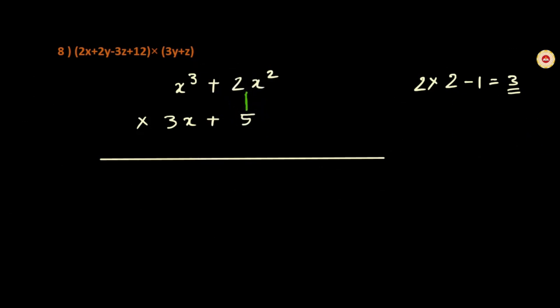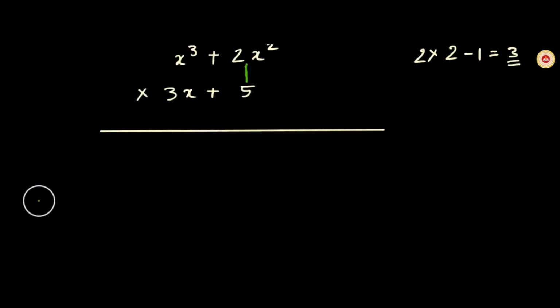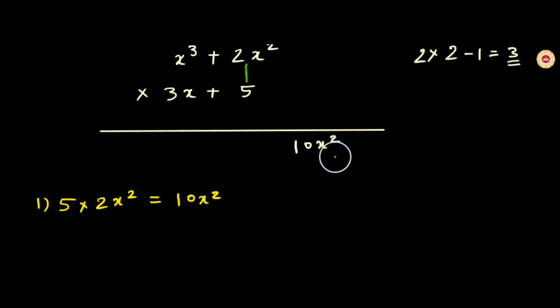So step number 1 is 5 multiplied by 2x square. 5 multiplied by 2x square is how much? 10x square. So write 10x square in the rightmost part and draw a slash to separate.